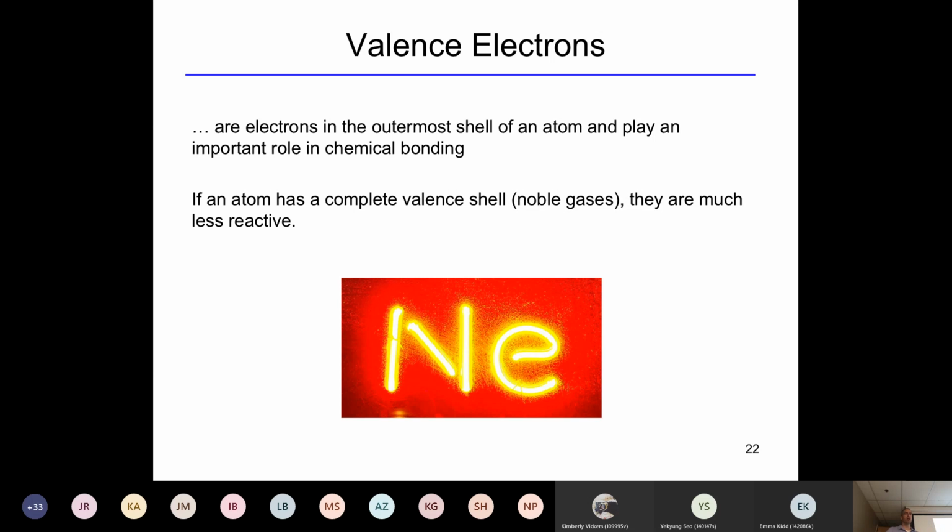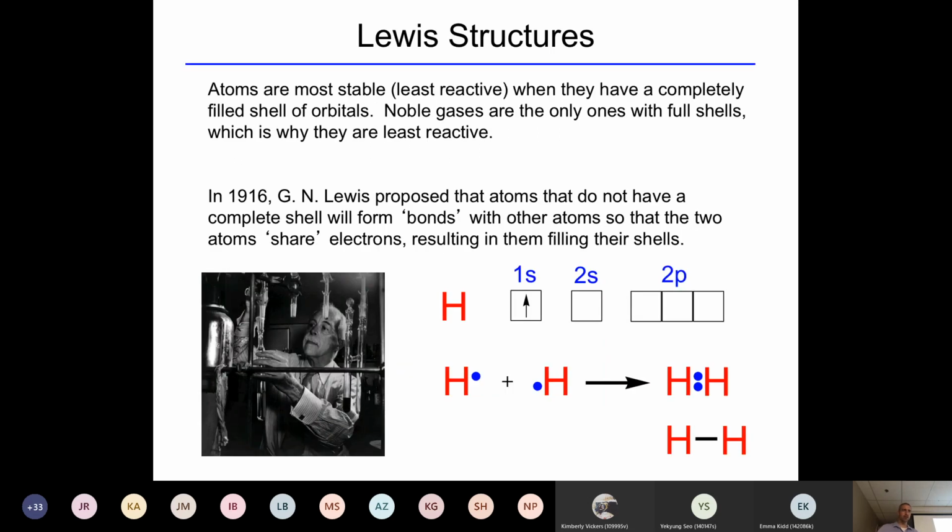For carbon, those are the electrons in the 2s, or for any second row element, they're the ones in the 2s and in the 2p's. Noble gases, as I mentioned, already have a full outer shell, so they are not reactive. But all the other atoms do not have full outer shells on their own.